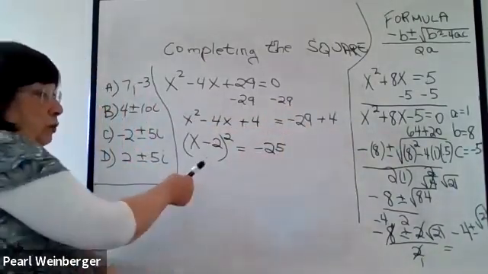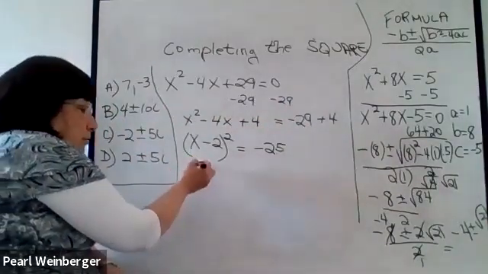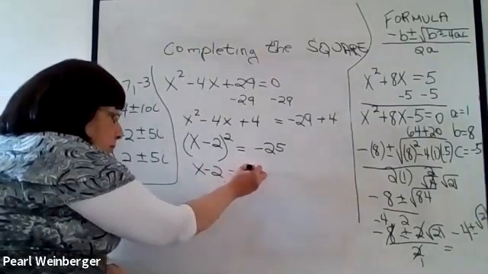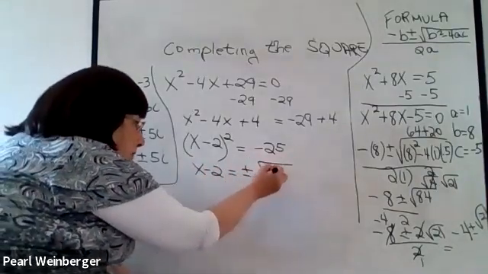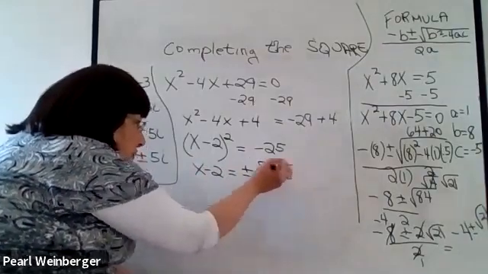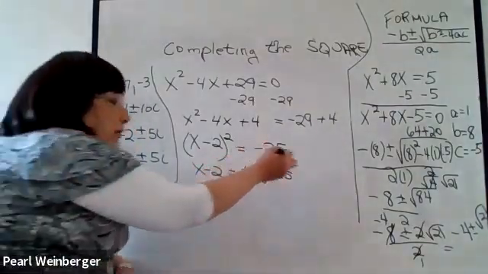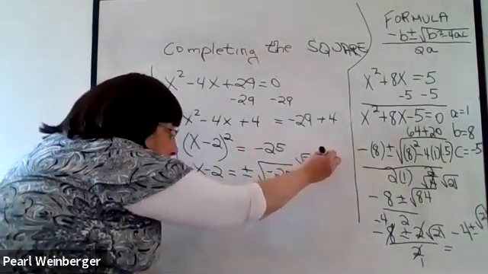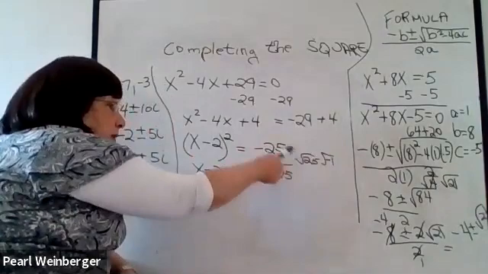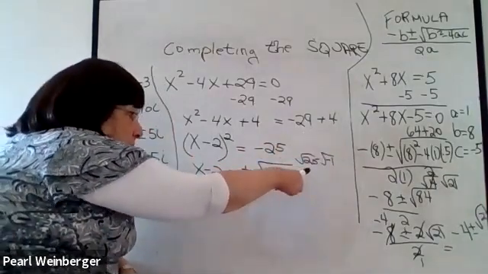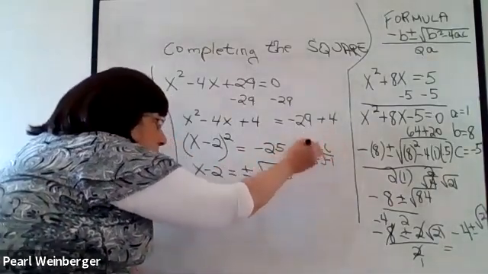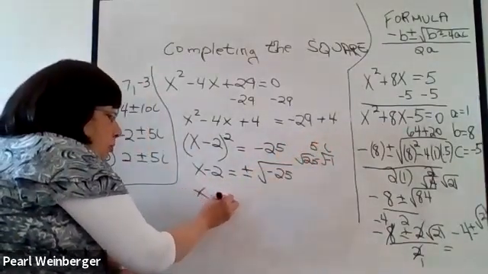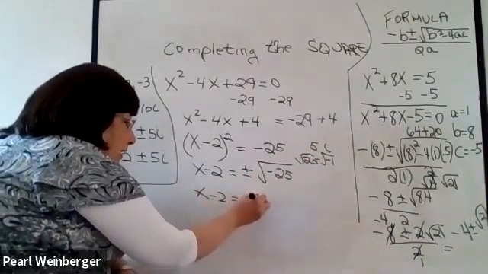And now I take the square root of both sides. The square root of x minus 2 squared is just the x minus 2. Then it becomes plus or minus the square root of this number, negative 25. Well, the negative 25 could be broken up into 25 and negative 1. Remember, any negative number in a square root is an i, so this becomes 5i. So I get x minus 2 equals plus or minus 5i.